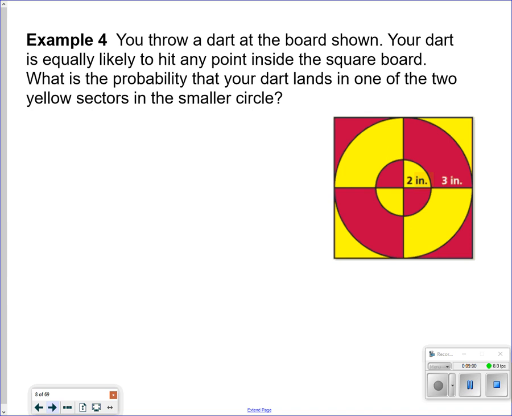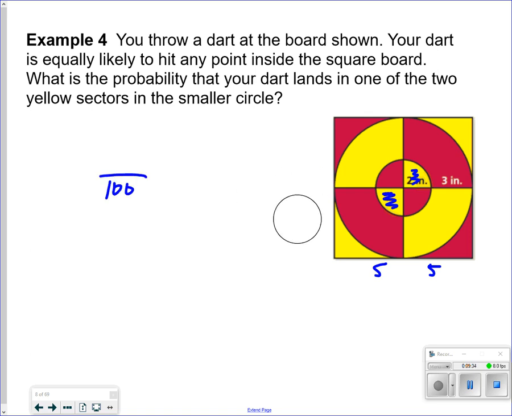So really, success here is if I land, and I shouldn't have used red probably, in the 2 yellow sectors in the smaller half. Find the area of the entire dartboard, because that's the total, and then find the area of a favorable outcome. So now it's 5 across here, 5 here, 5 here, 5 here. So the dartboard has an area of 100. So that is the total area of the dartboard.